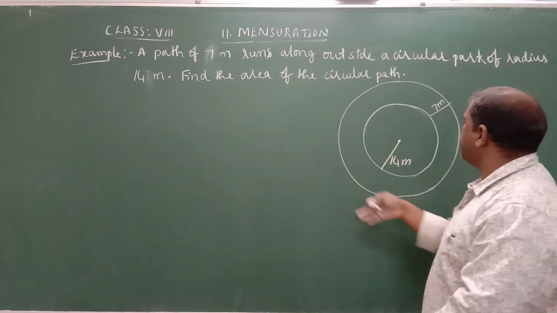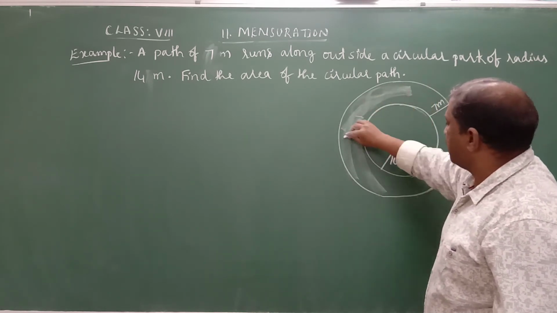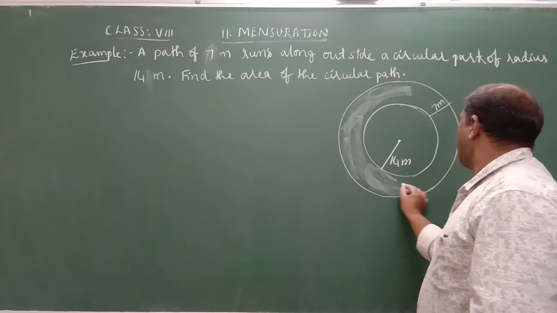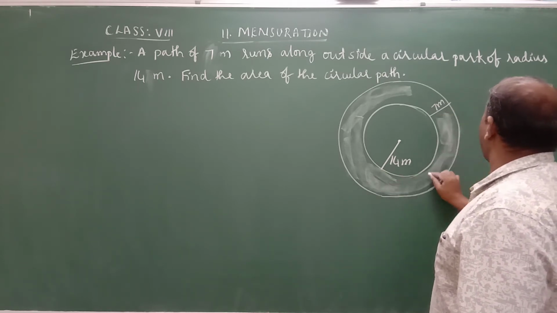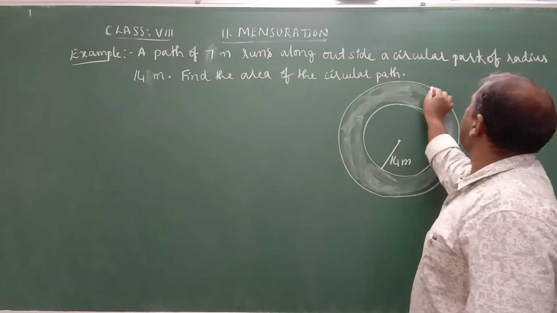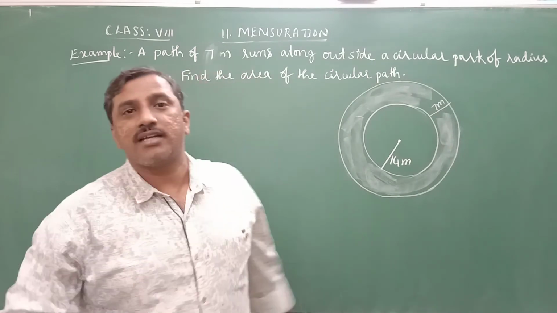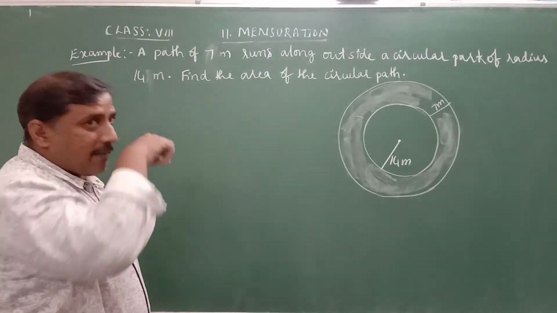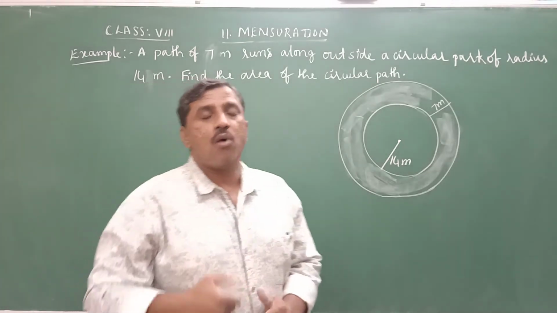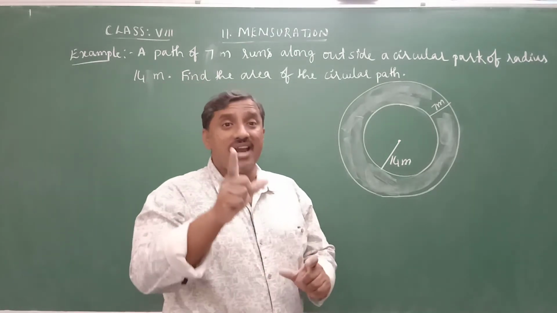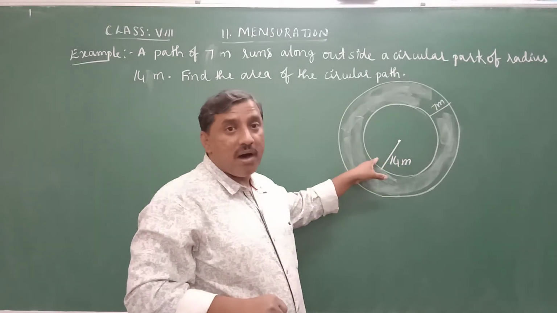So what is this in this figure? Yes, this shaded region is known as the circular path. How to find this area? This area can be found by finding the area of the outer circle and the area of the inner circle, then subtracting those, and we will get the area of the circular path. So to find the area of a circle, what should be known? Radius should be known. The radius of the circular path we know.